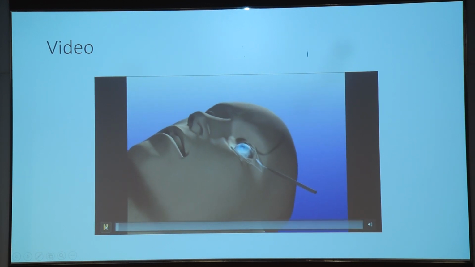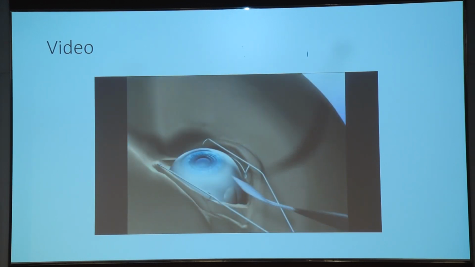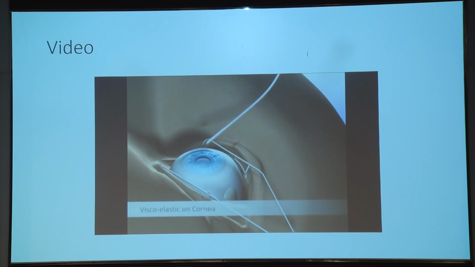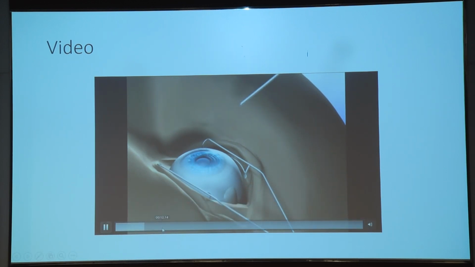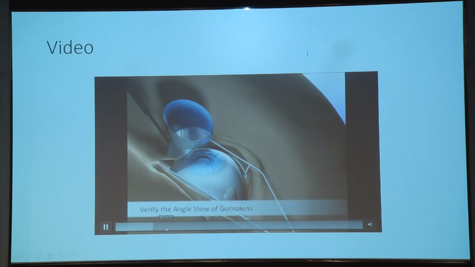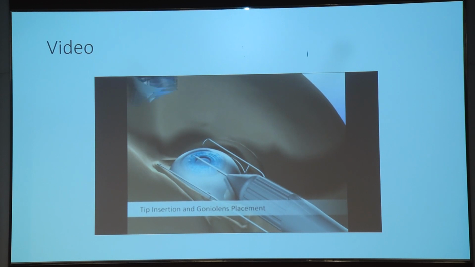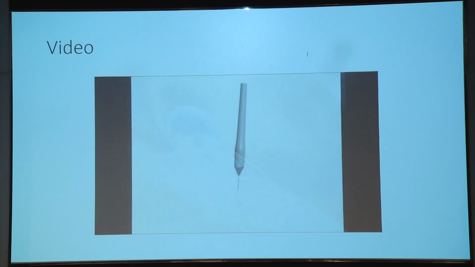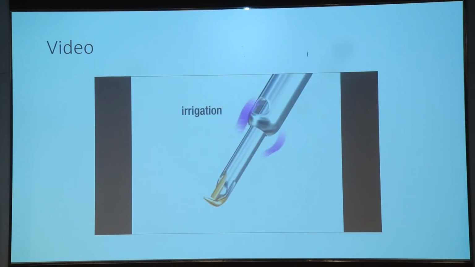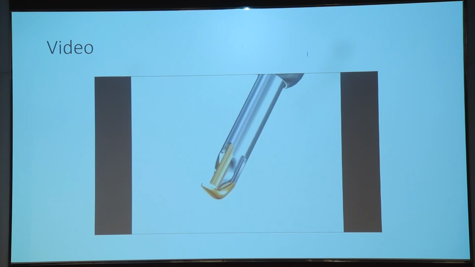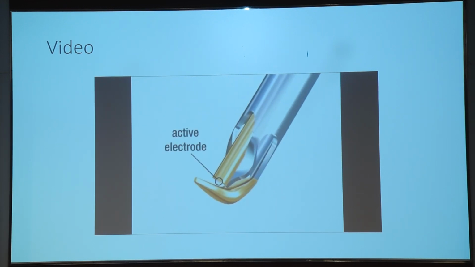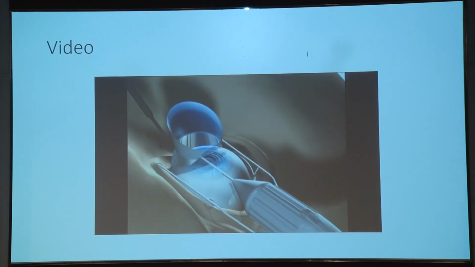This is the animation video wherein a 1.8 millimeter clear corneal incision is made, and the viscoelastic is placed over the cornea. It's very important to verify the angle view before starting the procedure. And this is the probe with the insulated tip. The irrigation is coming from the side and aspiration at the tip.